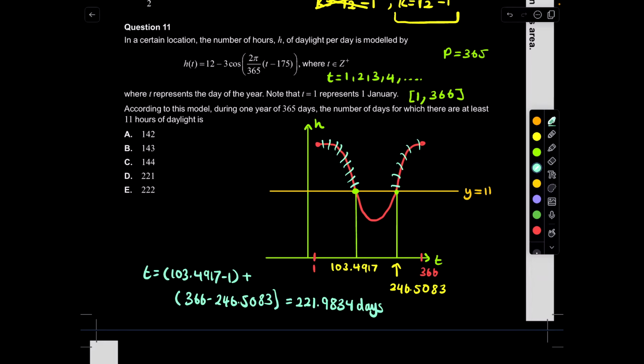Basically, we'll have at least 11 hours of daylight, which looks like it will eliminate our answers C, B, A, all these. So it's only D and E. Now let's think about this. I don't think you would round it up. I'm actually confused with the rounding in this kind of question, because it's saying according to this model, during 1 year, the number of days for which there's at least 11 hours of daylight. You think you would round this up, but I don't think you can, because if you round it up, you haven't reached a full day. It's 222, so you want to round it down to 221, because you haven't reached that full day. That's what I'm thinking of this question.